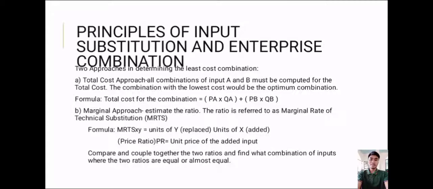Principles of input substitution and enterprise combination. Two approaches to determine the least cost combination. Letter A is the total cost approach: combinations of inputs A and B must be computed for the total cost. And these are the formulas. And B is the marginal approach: estimate the ratio. The ratio is referred to as the marginal rate of technical substitution. So this is the formula below.